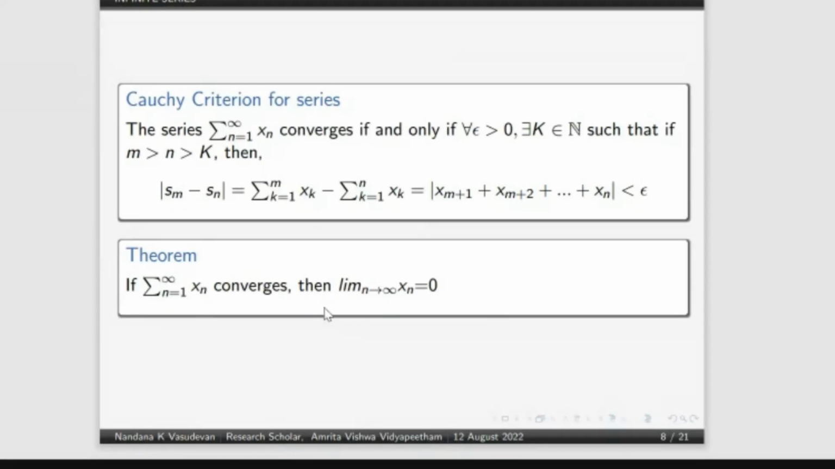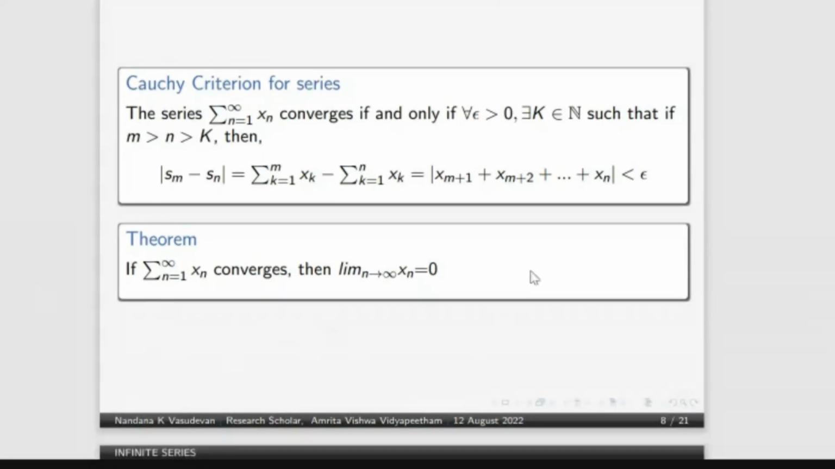The simplest example that we can take is the harmonic series. For the harmonic series, we have already said that summation n equal to 1 to infinity 1 by n is divergent in nature. As we can see, the limit value of the terms is 0, but the series is divergent. That is the simplest counterexample we can give for this theorem, right? So this is only a one-sided implication.